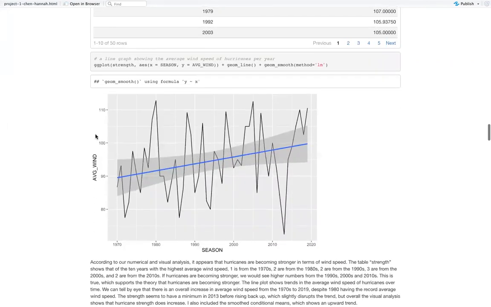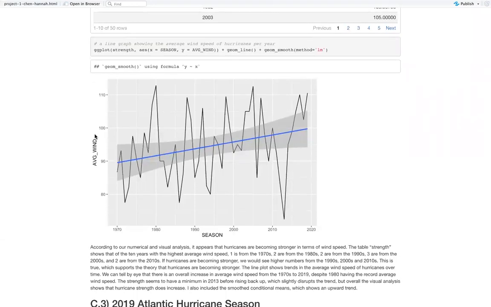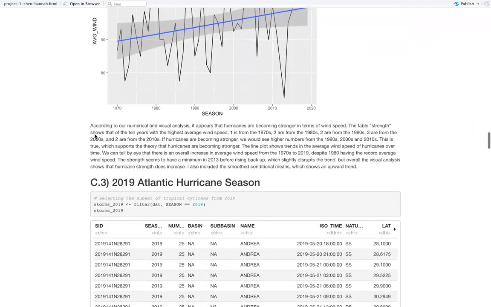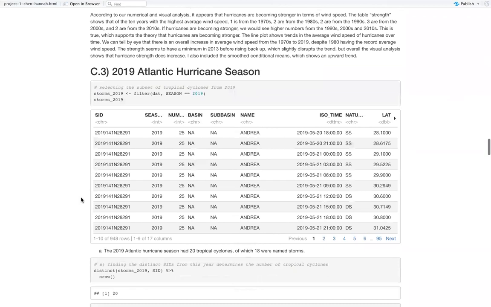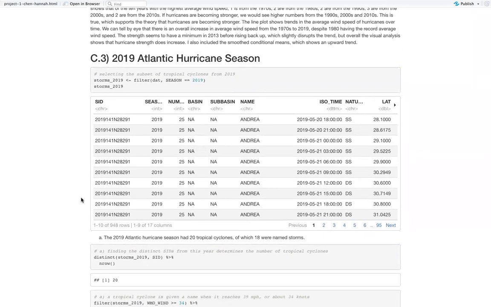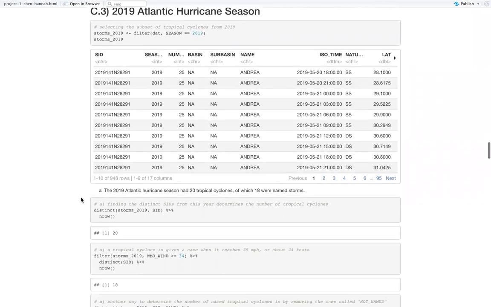And then for my visual analysis, I created a line plot with X as the year and Y as the average wind speeds. I also included a linear model just to see the average trend of this data. So basically, according to both of these analyses, I conclude that hurricanes are becoming stronger in terms of wind speed. So next for C3, first I made storms 2019, which is just filtering out the storms from this year.